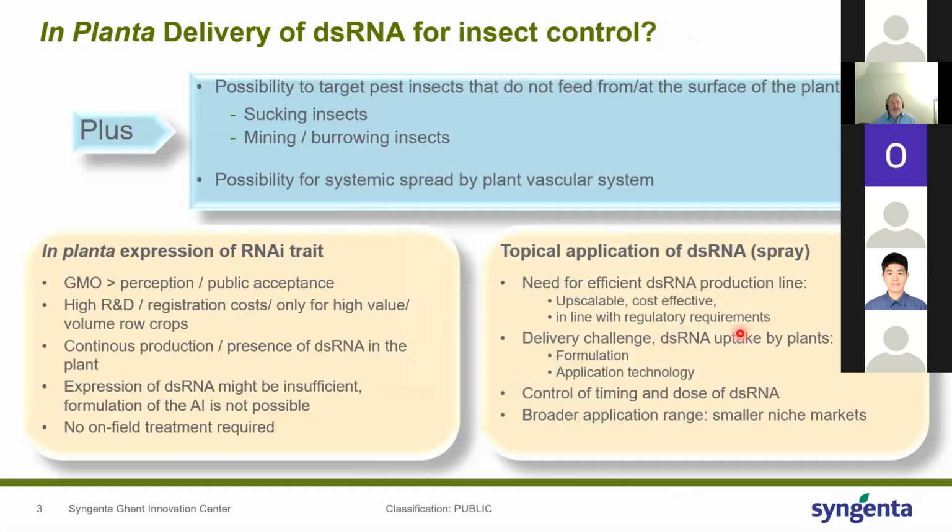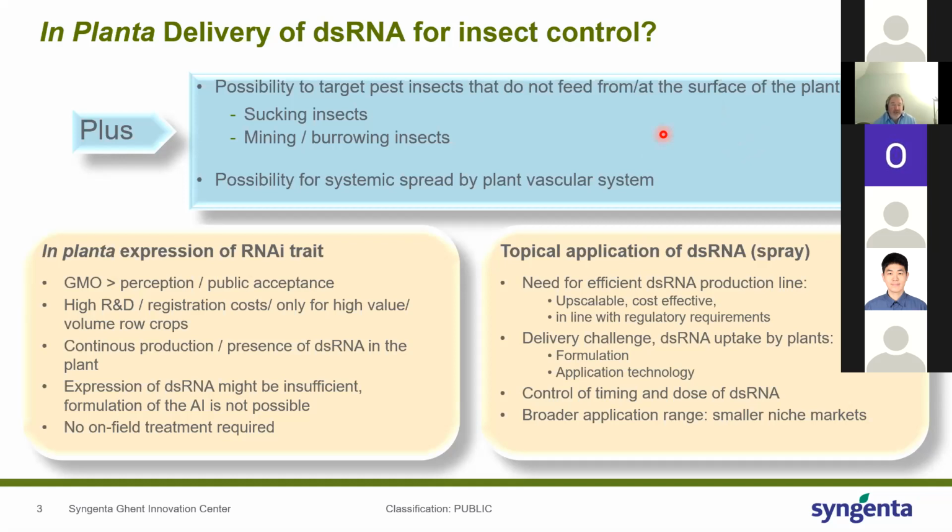Okay, the next slide. So what could be the importance of in planta delivery for insect control? Well, first of all, the only way so far demonstrated that insects can take up double-stranded RNA is through oral uptake. So they have to feed on a substrate that contains the double-stranded RNA. And if we think about some pests, like sucking insects or mining insects that rather eat from inside the plant, it's very difficult to make double-stranded RNA accessible to these insects. Also, if we could bring in the double-stranded RNA in a plant, maybe we could have a kind of systemic spread of the active ingredient through the plant vascular system.